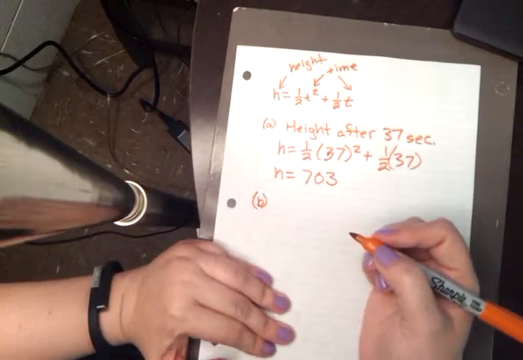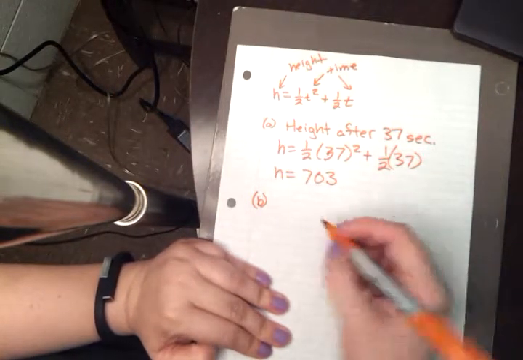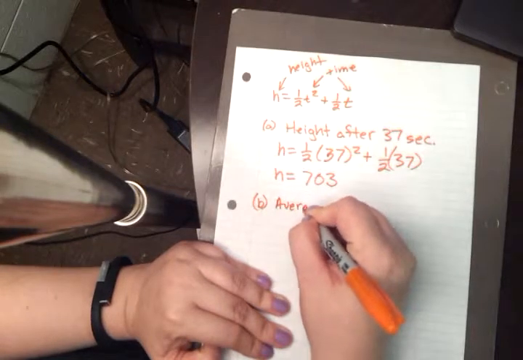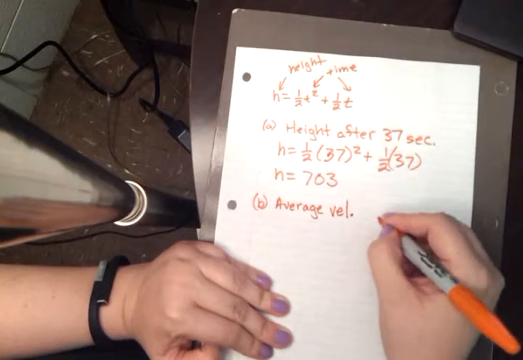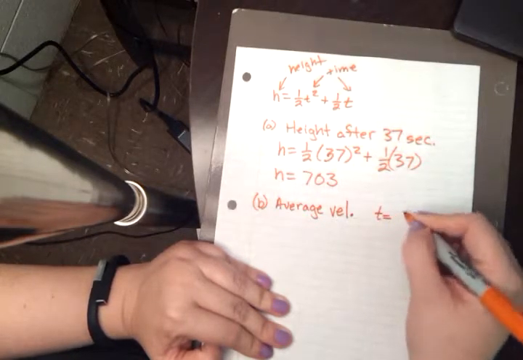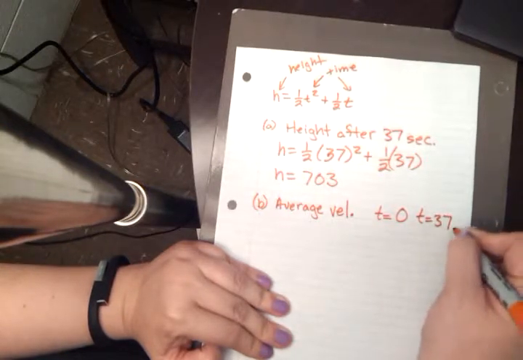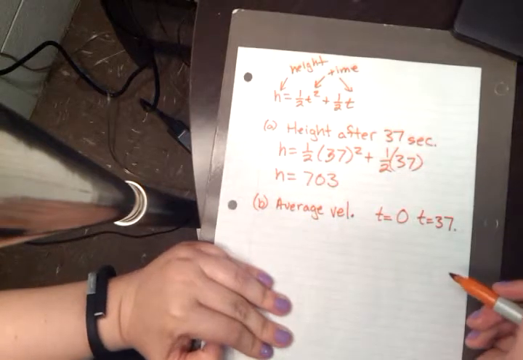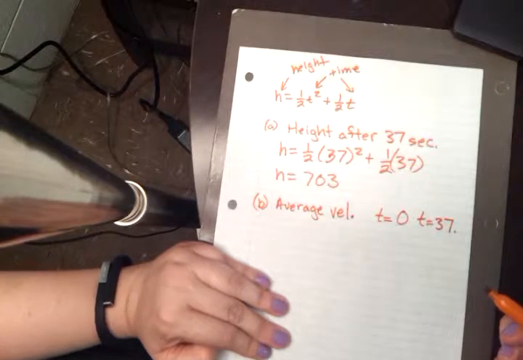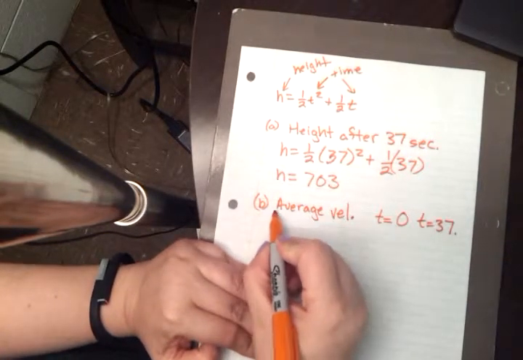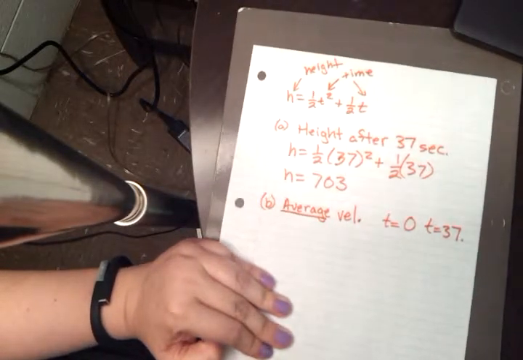Question B says, what's the average velocity of the balloon between t equals 0 and t equals 37? So we need an average velocity. I'll just abbreviate that. And that's between t equals 0 and t equals 37. So the average velocity from the time it launches until 37 seconds. And you're going to say to me, Michaela, do I do a derivative? No, you don't do a derivative yet. They're only asking for the average velocity. If they were asking for the velocity at a specific point in time, then we'd need the derivative.